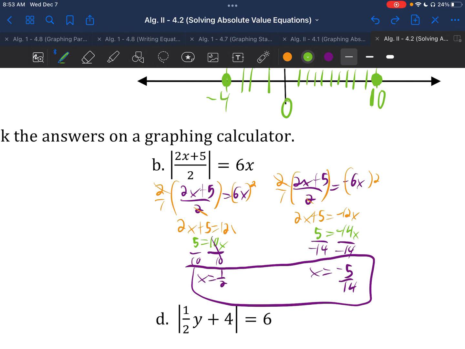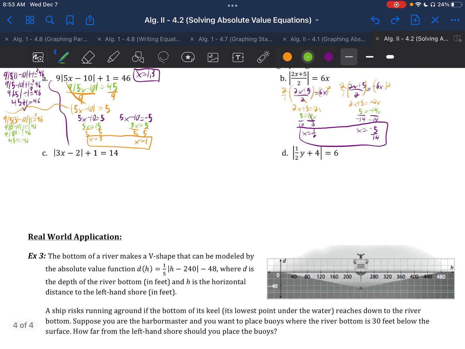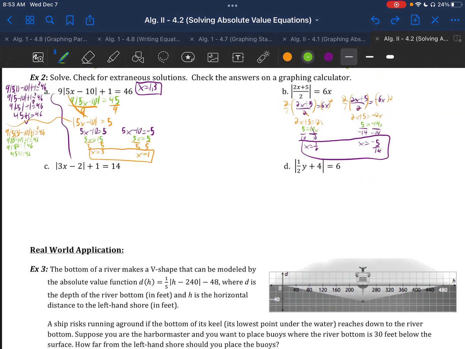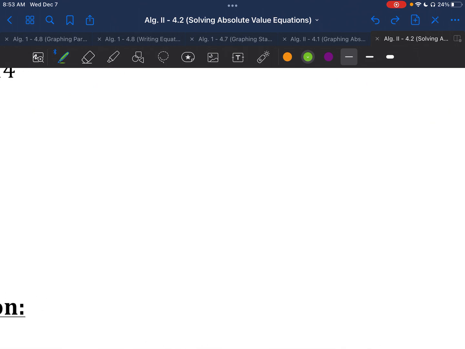And we haven't had any extraneous solutions so far. I'll talk about, see, we won't have any, it looks like, in this lesson today. So let me talk about when you would have one of those, okay? So you would have an extraneous solution if you end up getting absolute value equals a negative, okay?